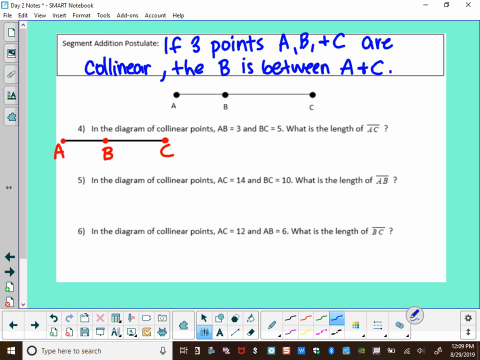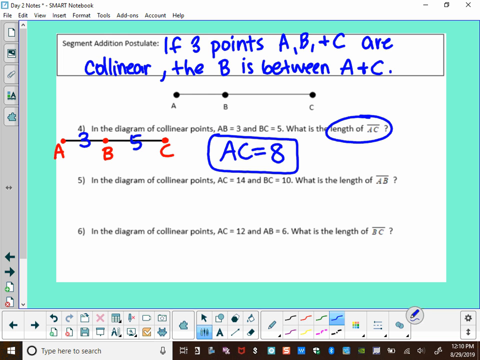Okay, so based on our directions, what does AB equal? 3, right? What does BC equal? 5. So they're asking me, what is the length of AC? What is the whole thing? AC equals what? I heard someone say 8. How'd you get 8? You said 3 plus 5, then the whole segment is 8.